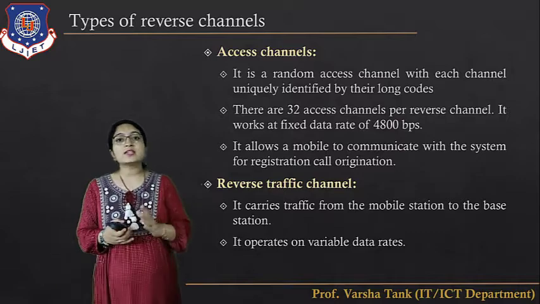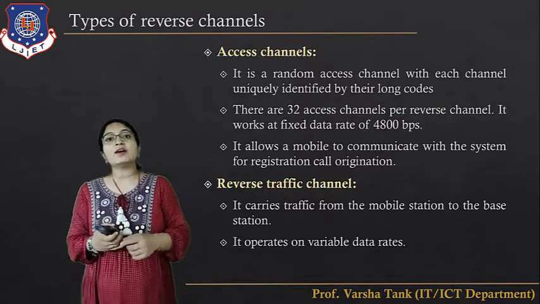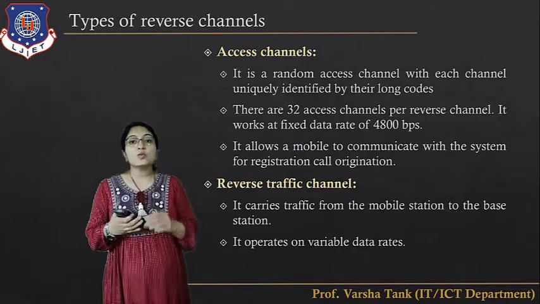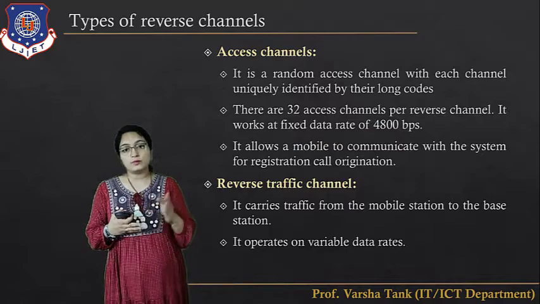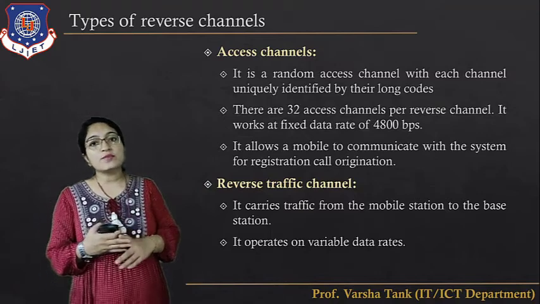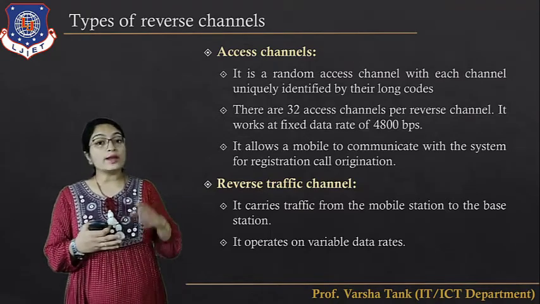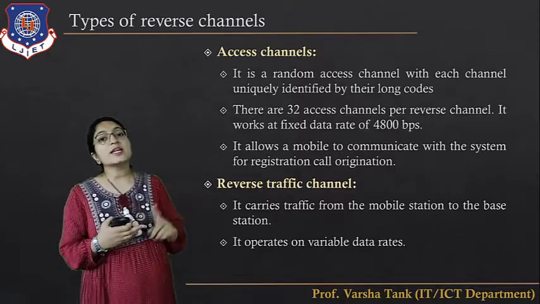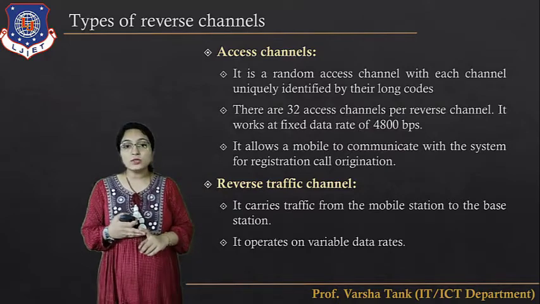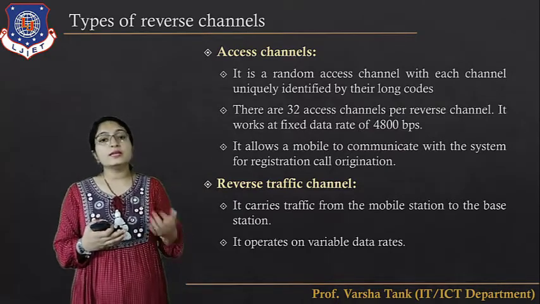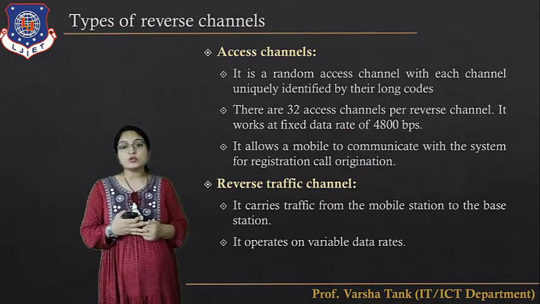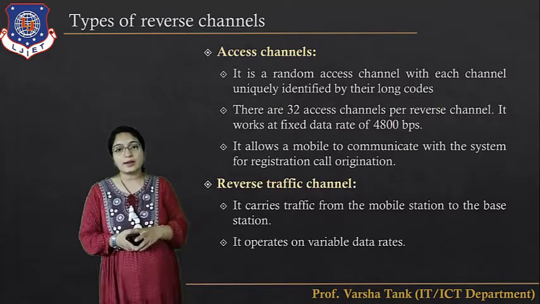It is a random access channel with each channel uniquely identified by its long code. There are 32 access channels per reverse channel. They work at a fixed data rate of 4800 bits per second. It allows the mobile to communicate with the system for registration and call origination. So when call origination is there, this access channel is used. That means when the mobile station is making a call, at that time this access channel will be used for transmitting the information. The reverse traffic channel carries the traffic from the mobile station to the base station. It operates on variable data rates.